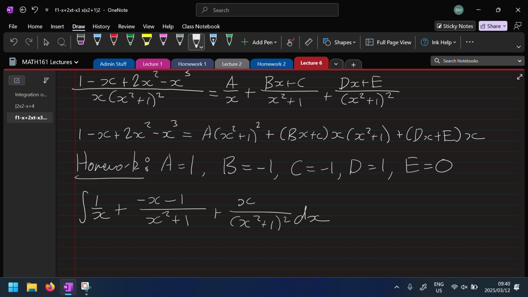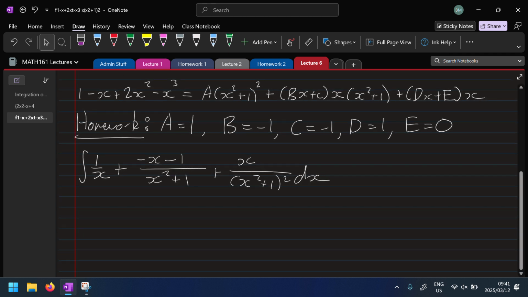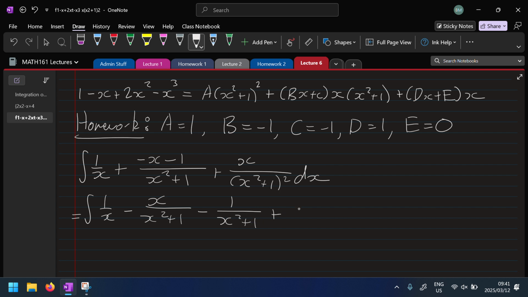Okay, let's go through it. First term, 1 over x, that's the natural log, easy. This one over here, if we let u be the bottom, then du is 2x. We can't do that. We're going to have to split this up. If we let u be x squared plus 1, du is 2x, you've got x, easy. Okay, so let's split up that middle term, and then we can write down the answers. So it will be minus x over x squared plus 1, minus 1 over x squared plus 1, and x over x squared plus 1 squared.